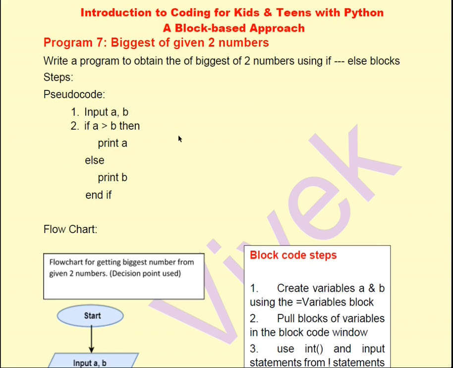Step number 2 is processing. The processing here is not solving an expression but decision making. The process here is decision making, and for that we are going to use if. So if A greater than B, then print the value of A. Else, meaning otherwise, print the value of B. And end if, that is the end of your if statement. This is how we write if else in pseudocode.